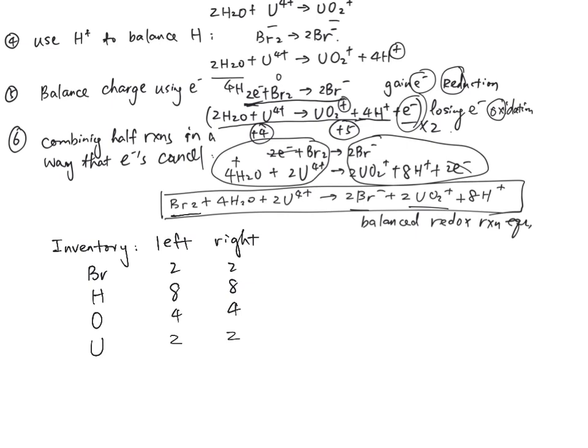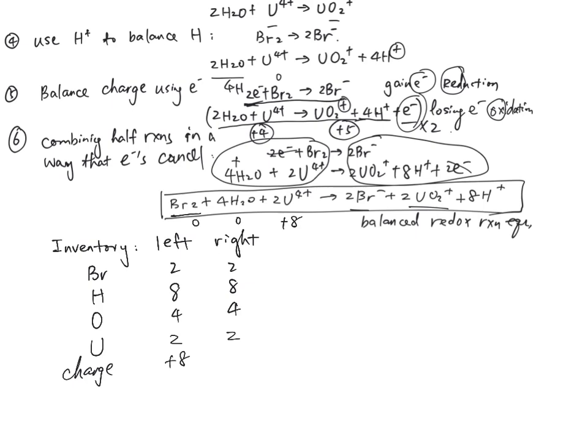Now, the last one, no. These are all your elements. Everything checks out, but I still have one more thing in the inventory check, the charge. You gotta make sure that on your left side and on your right side of your balanced redox reaction, the charges are equal. So on the left side, that's 0 charge, neutral molecule, 0 charge, neutral molecule, and 2 U4 plus ions, that's a total of plus 8. So total is plus 8.